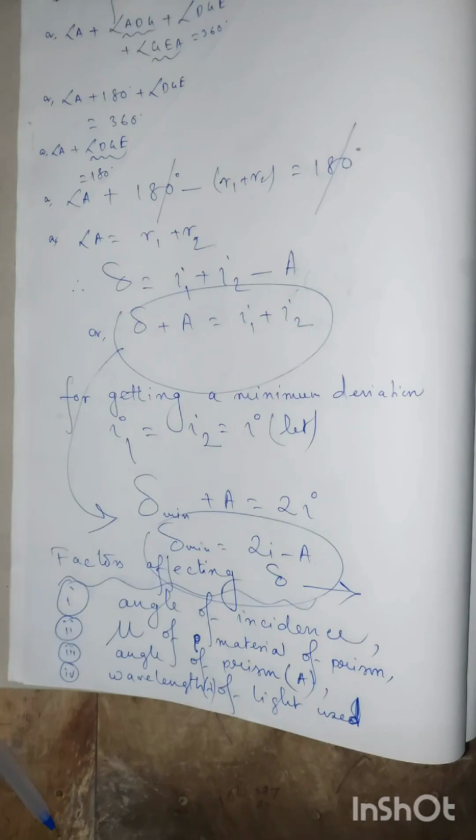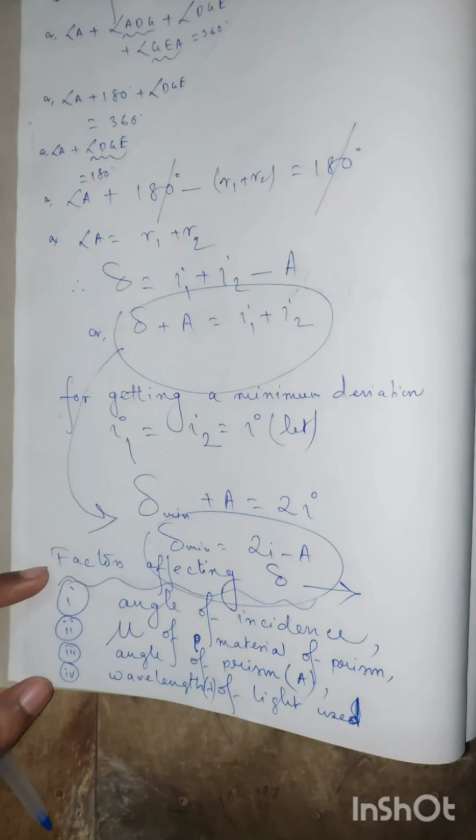Today in our physics class, we are going to discuss the factors affecting delta. Delta is the angle of deviation, the total angle of deviation when a ray of light passes through a prism.